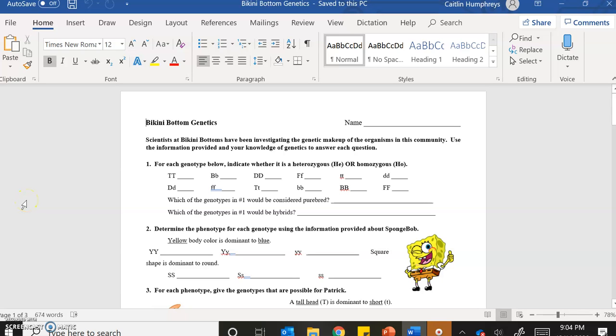Alright, friends, a SpongeBob review how-to. So, the first activity asks you that for each genotype indicate whether it is heterozygous or homozygous.